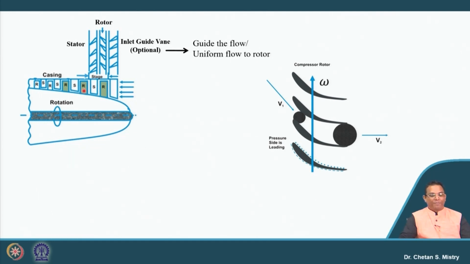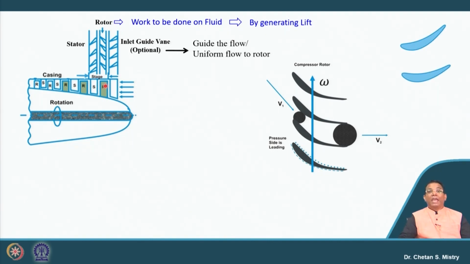we will not be discussing that part. Next component we have is my rotor. So, what is the rotor doing? It is doing work on my working fluid. My working fluid is air, and that is by means of generating lift. Now, the question is what we mean by lift. If we look at the blades of this compressor, they have aerofoil shape. There is a reason behind selecting the blade shape to be an aerofoil.